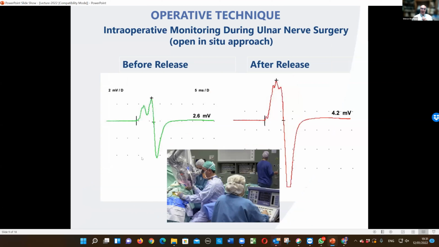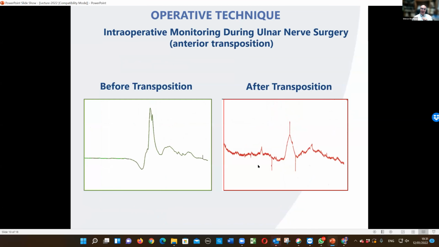This is intraoperative electrophysiological monitoring in situ release. In part of the cases, we found an increase during the surgery of the action potential of the nerve after microsurgical release of the nerve. In part of the cases with anterior transposition, we found a decrease of the compound muscle potential after release of the nerve.